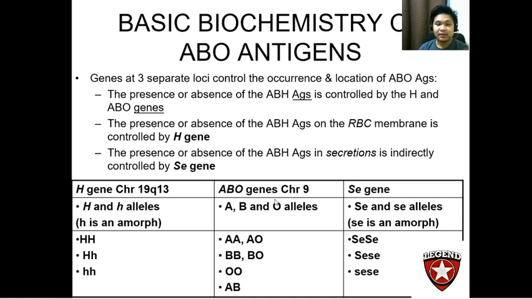For the ABO genes, you could either have A, B, or O as the alleles. And you have here the various combinations. For the secretory gene, you could either have capital C or small c. And again, take note, the small c is an amorph, meaning it does not code for any protein.